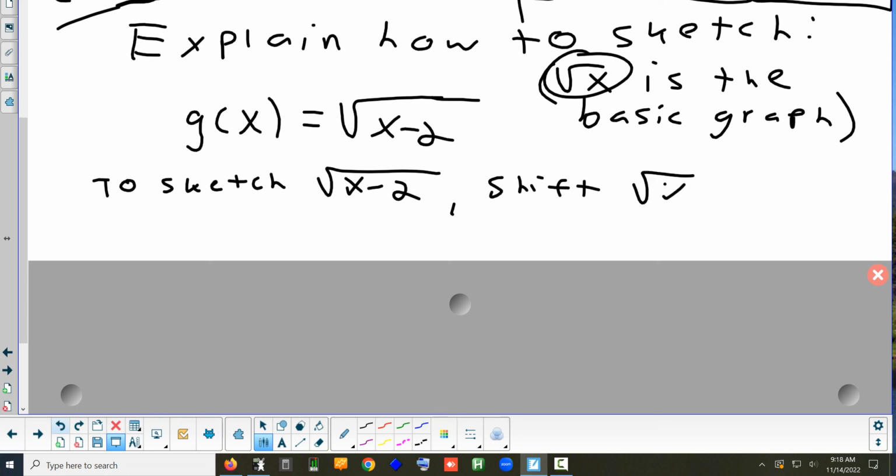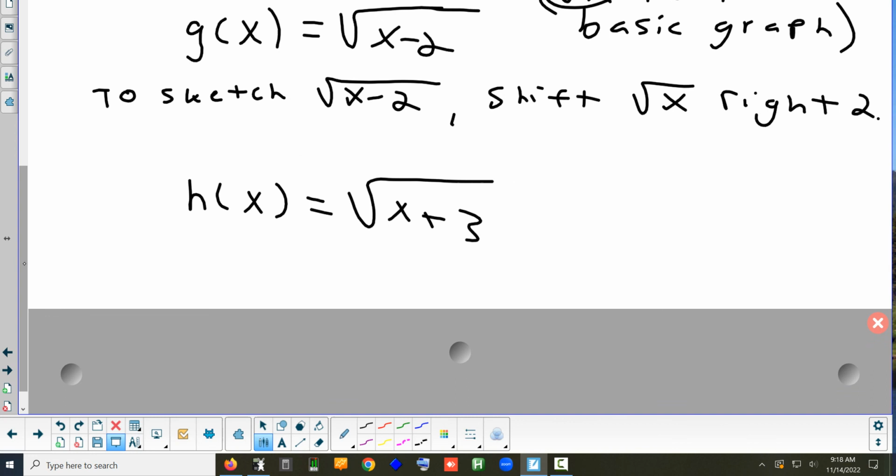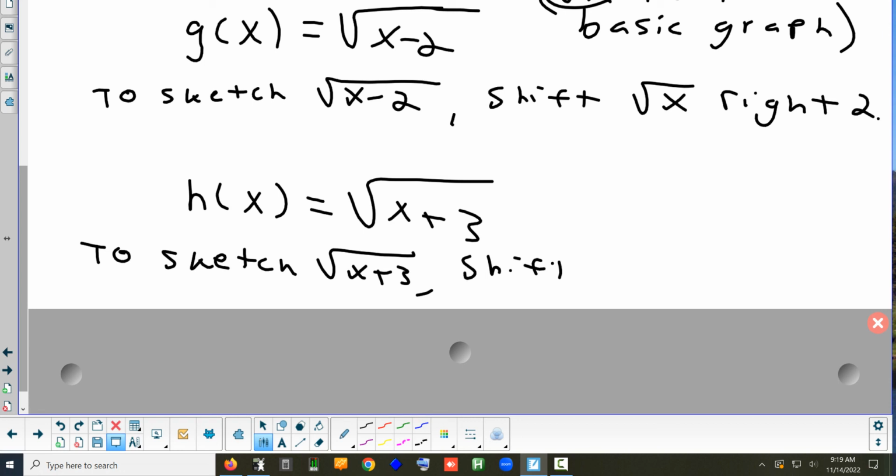All right, let's try this one. So to sketch square root of x plus 3, what would you have to do to the square root of x? Shift it, stretch it, flip it. Yep. Horizontal shift left 3 units. So shift square root of x left 3. Okay, let's look at this one.